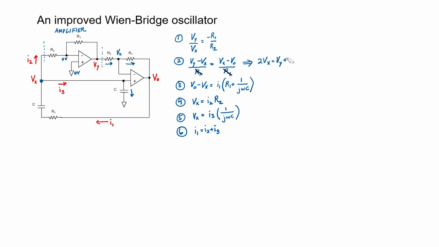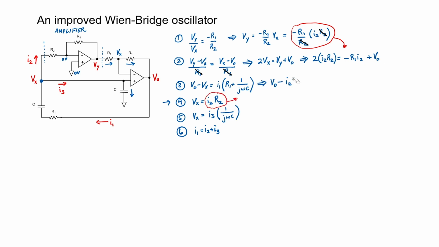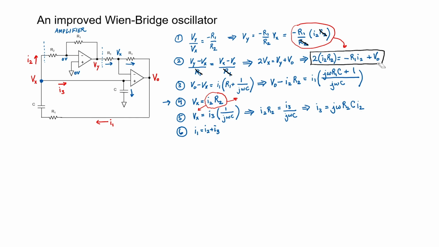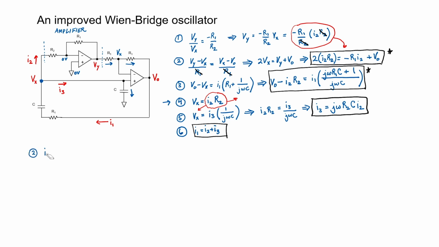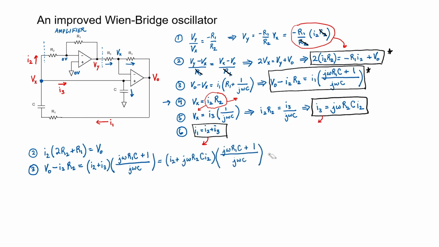Let's first simplify equation 2. Let's write equation 1 in terms of Vx only. Let's eliminate Vx and Vy from the set of equations. I'm going to multiply R1 times j omega C. I've now eliminated Vx and Vy from the set of equations. I now have 4 equations and 4 unknowns. Since I have expressions for both I1 and I3, I can eliminate those from the equations as well. Let's now rewrite equations 2 and 3. We now have 2 equations and 2 unknowns.